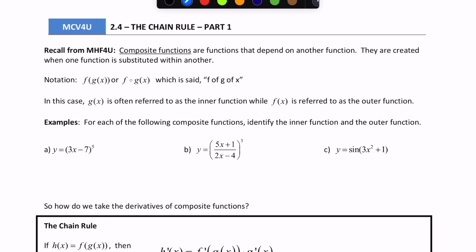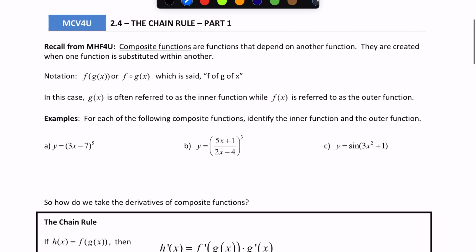Welcome back to another lesson in MCV4U. Today we'll be talking about the chain rule.